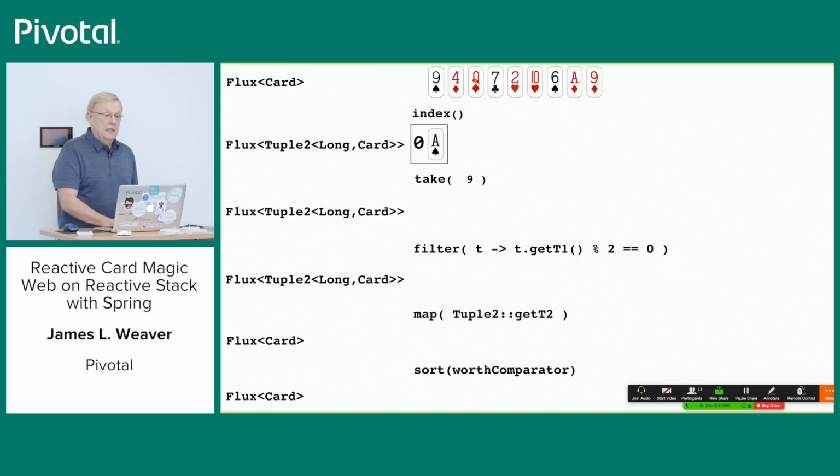So what do you think is going to happen next? That Tuple2 is going to go down to the take, and the take gets decremented. Then it's going to get filtered. Is it going to pass through the filter? Yes, because it's a mod 2; 0 mod 2 passes the filter. Then we're going to map it to the original element, which is getT2. That just takes the tuple and gets the original element.